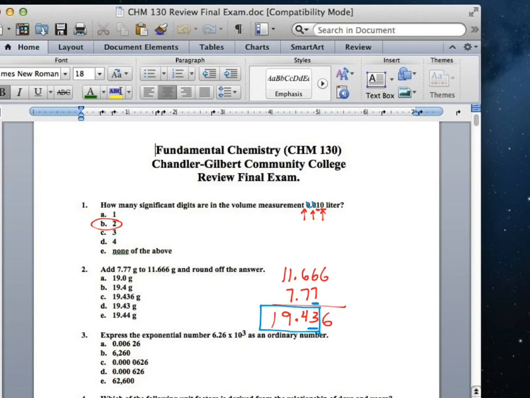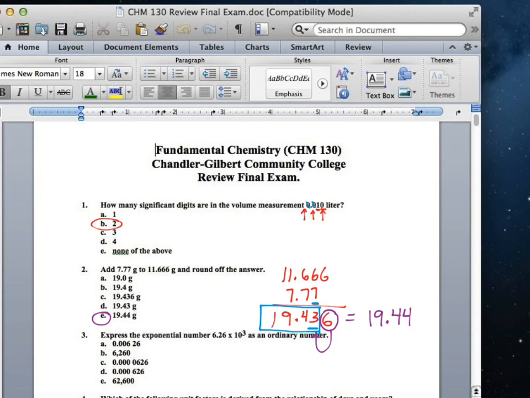Which brings us to the next issue. We have to decide, do we round or not? How do we determine if we round? We look to that last number, or our first insignificant digit, and we decide its relationship to 5. Is it greater than or equal to 5? Which means we add 1 to the number in front, and our answer becomes 19.44, which is E. Questions? Straightforward? Or is this like, oh my God, I got to remember this?